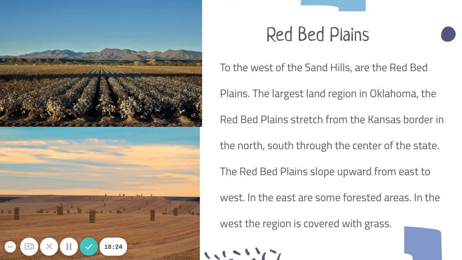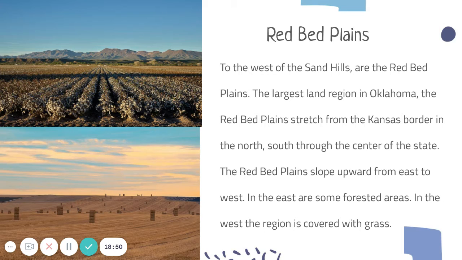Well, this is the largest region in Oklahoma. It starts up in Kansas and makes its way through the center of the state, the heart of the state, where Oklahoma City and parts of Lawton are. We see that it extends all the way from the top all the way down to parts of Texas.